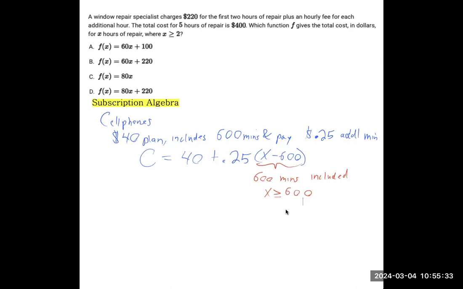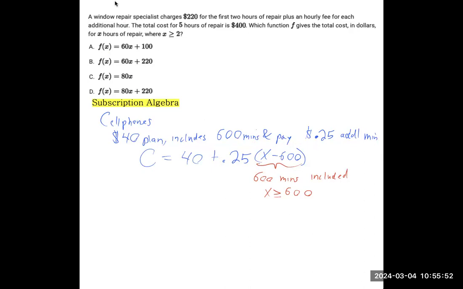But just imagine that you spoke 610 minutes on your cell phone. Then here you would have 610 minus 600. This whole thing would equal 10, and you would pay the 25 cents 10 times. So that's kind of the way subscription algebra works.